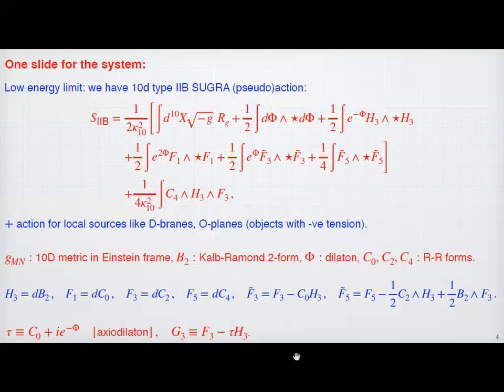On top of that, we have the action for local sources like D-branes and O-planes. I would point out that this is important for getting the background. But since we are not studying moduli for these branes, for us they just give the background. Once the backgrounds are fixed, you will soon see that they will not be much important in this work.